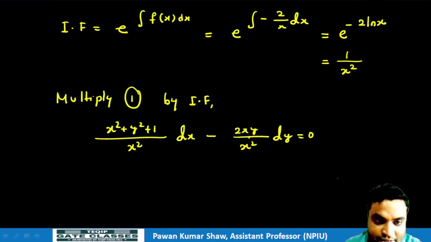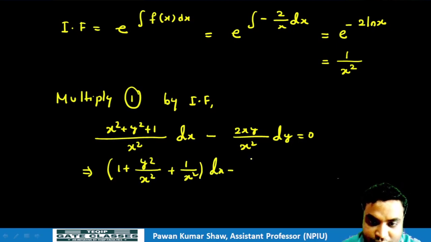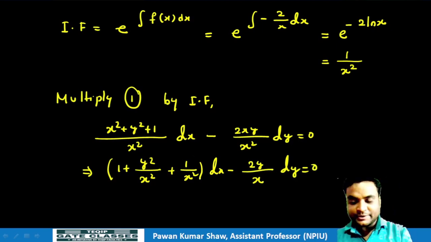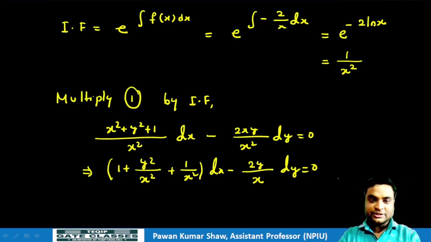So that thing we can write in a more simplified version. We can write 1 plus y square by x square plus 1 by x square dx minus, x will cancel, so we are getting 2y by x dy equal to 0. So now this is the updated M and this is our updated N. So this equation will definitely be exact. If you want you can check after multiplication with the integrating factor, what does our equation become? It becomes exact.